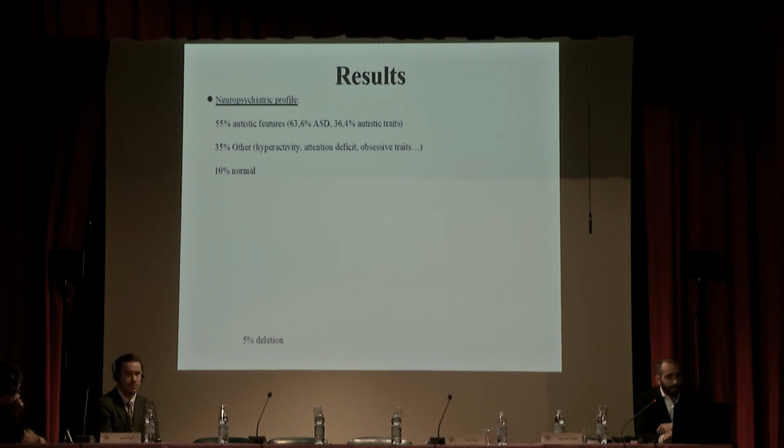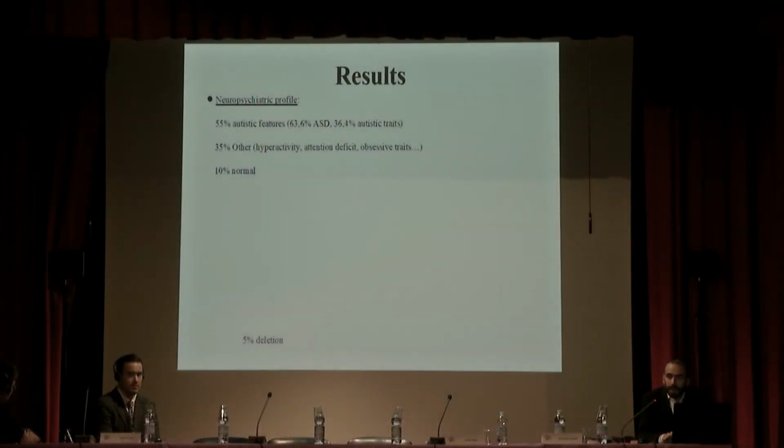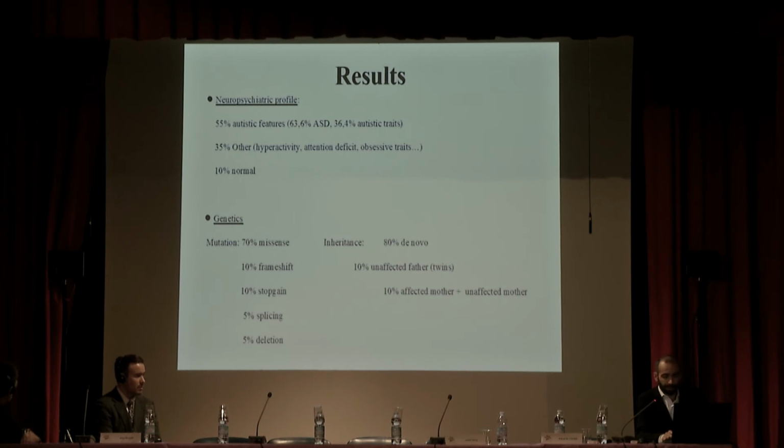The neuropsychiatric profile was characterized as follows: 55% autistic features, 63% have an autism spectrum disorder diagnosis, whereas in 37% we have the presence of autistic traits. We found that in 35% of patients, we have other disorders: hyperactivity, attention deficit, obsessive traits, versus the 55% with autistic features. 10% were nonsense mutations, 70% missense, 10% frameshift. Inheritance: 80% de novo.